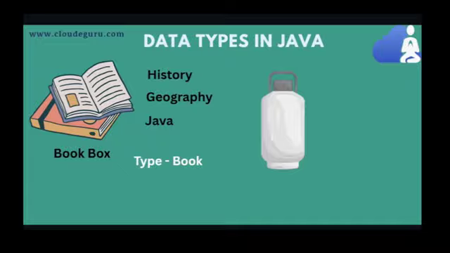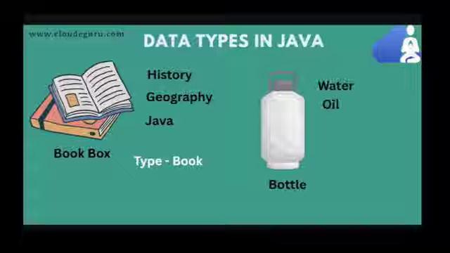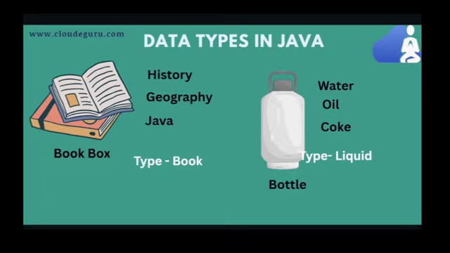Similarly, in a container where you can store liquid things like a bottle, we store water or oil or coke. So inside this container, we can store only one type of data, that is liquid. Now these are called data types: book and liquid, these are called data types.